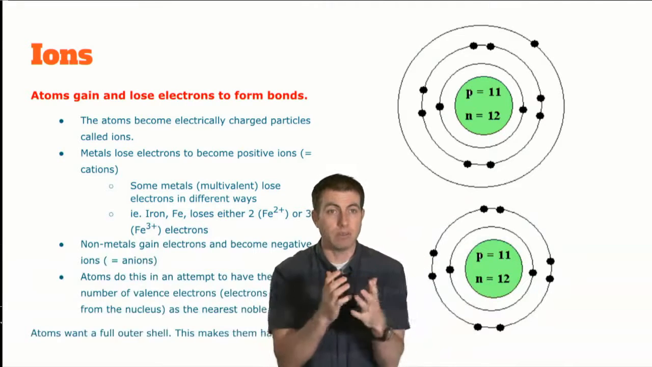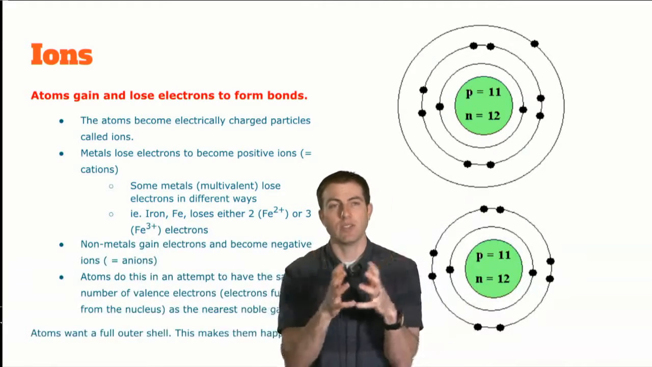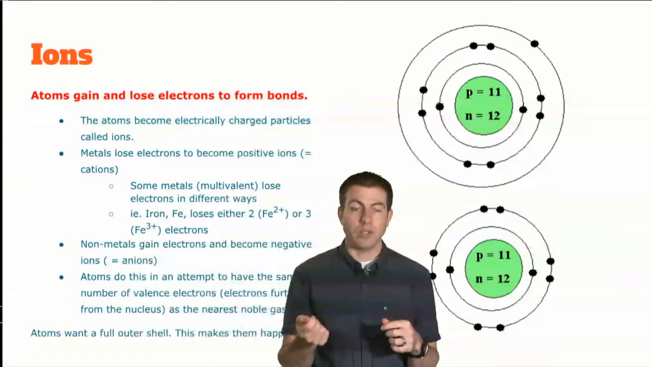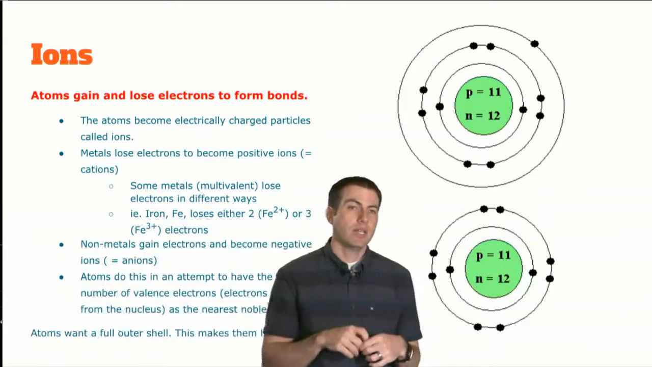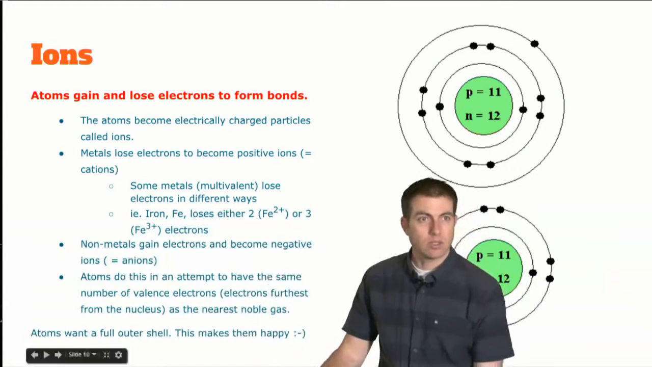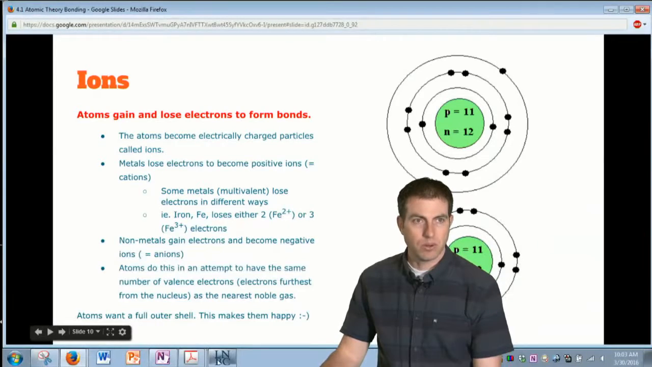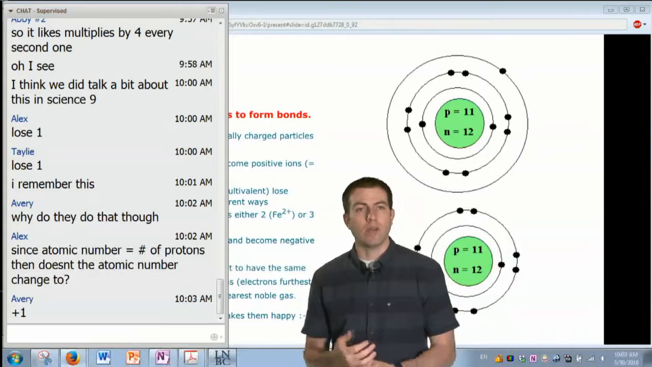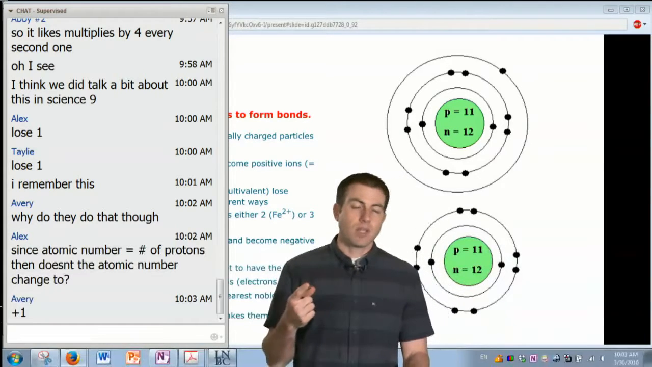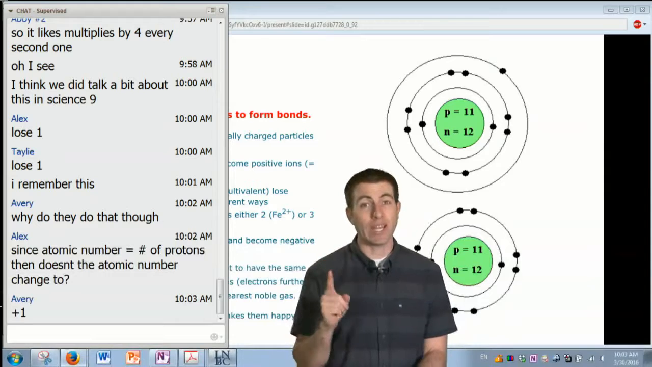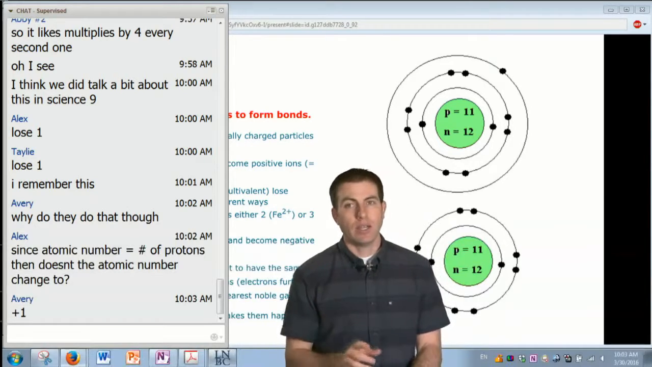If you have 11 positives in the middle and 10 negatives on the outside, you end up with a charge of positive 1. You have 1 extra proton. So there are some really great questions coming in here. I should probably throw them up on the board. Avery, you're right. It has a charge of plus 1. There are 11 positive charges and only 10 negative charges, so you have an imbalance. You have 1 extra proton, which is fine.